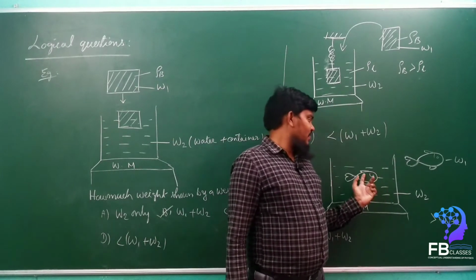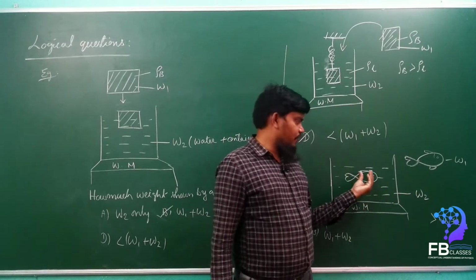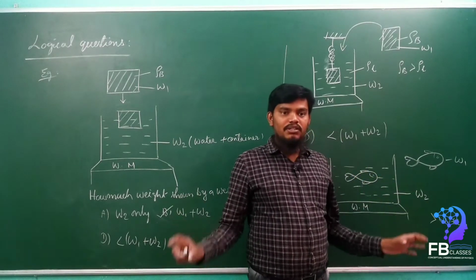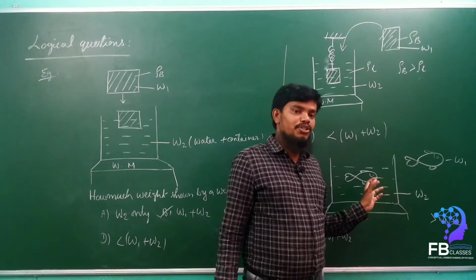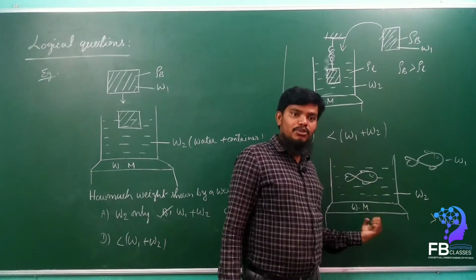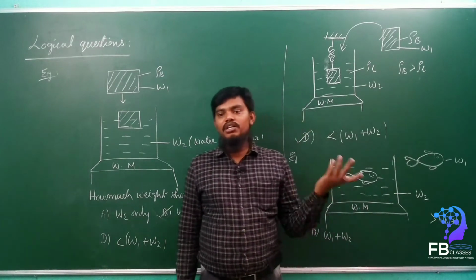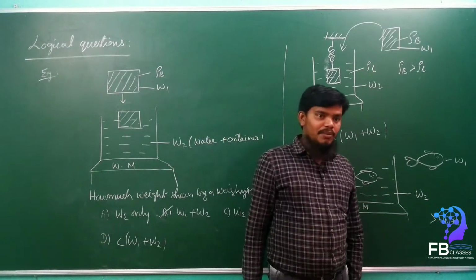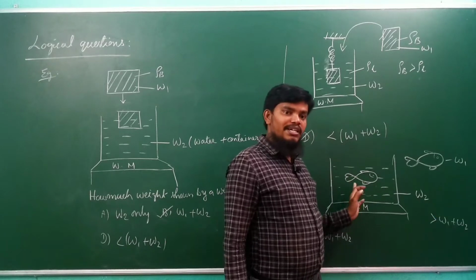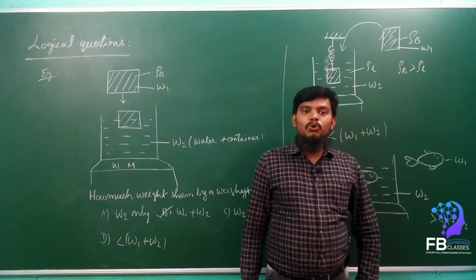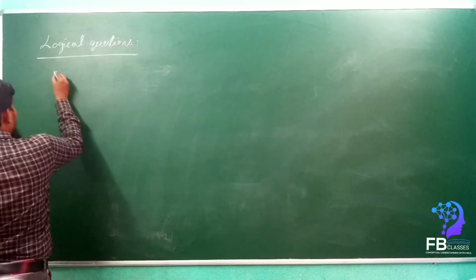Because the fish's fins apply force onto the water, and the water also applies the buoyancy force onto the fish, both forces transfer the same weight onto the weighing machine. The weighing machine will show the reading of W1 plus W2 in normal conditions. Once the fish applies more force and accelerates, it will show more than W1 plus W2. Another question.